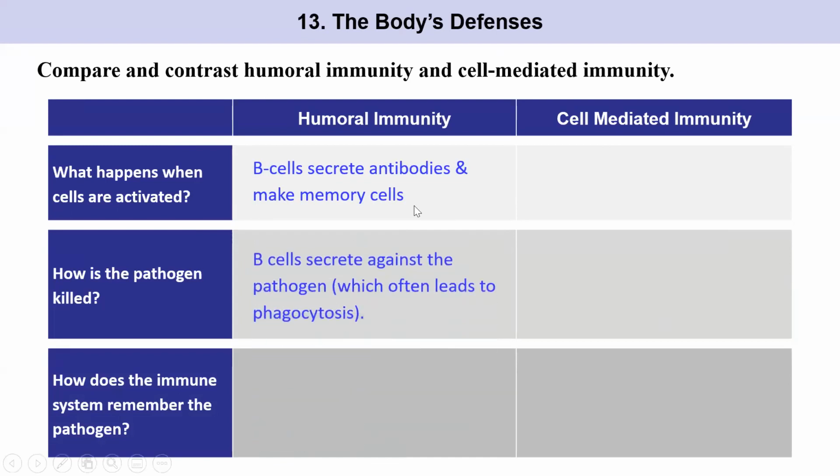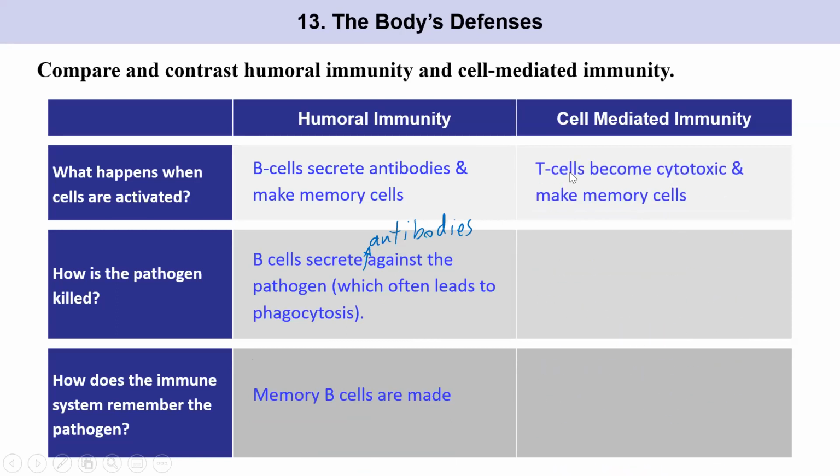What about the cell-mediated response? We'll get to that in a second. How's the pathogen killed? B cells secrete antibodies against the pathogen, and this usually leads to phagocytosis, although there are other things that might happen. Like I said, I have a whole slide on this next, so I'll come back to that in a minute. And then how does the immune system remember? We've already mentioned that. We've got these long-lived memory cells. Memory cells in some cases can live up to 50 or 70 years apparently, which is really remarkable. So what about cell-mediated immunity?